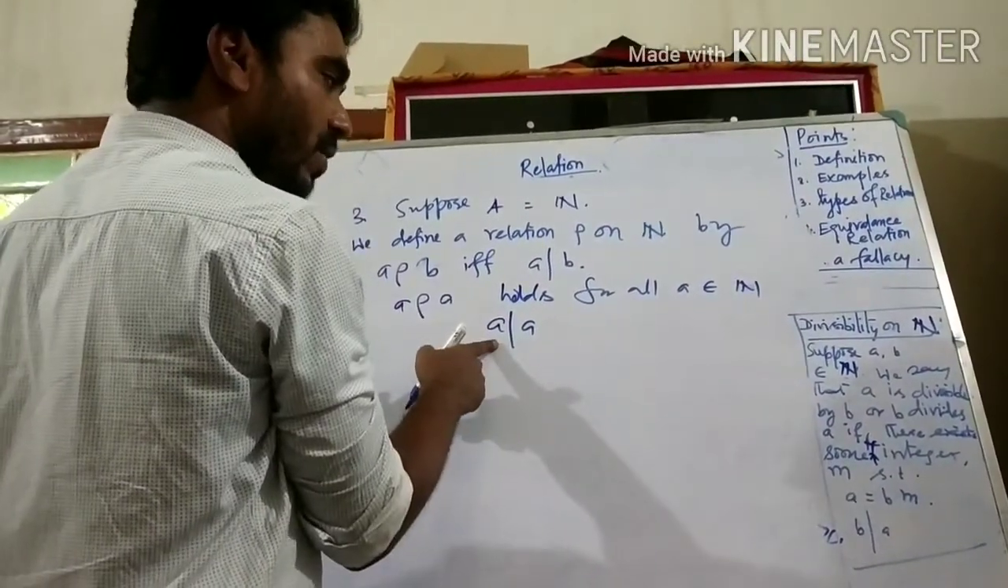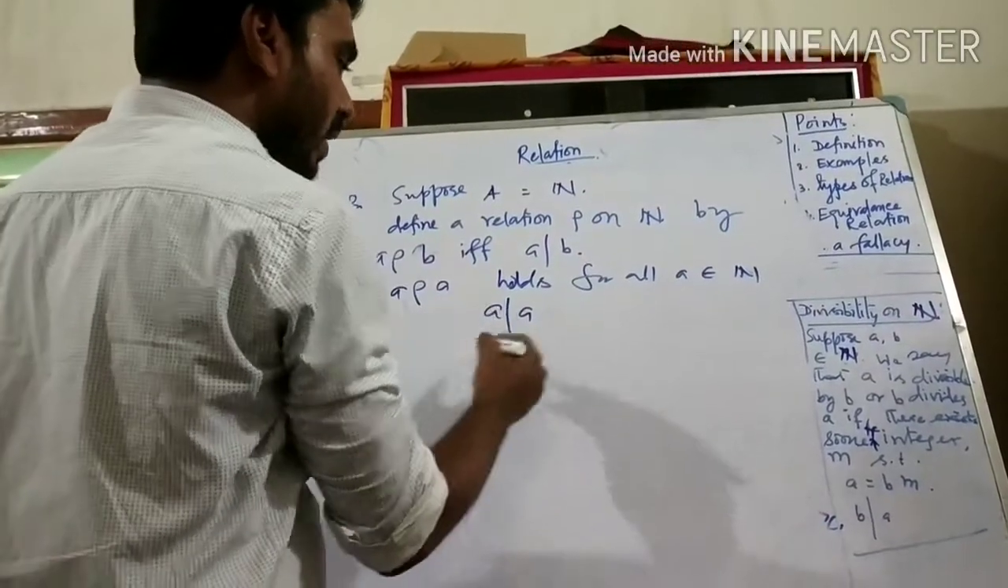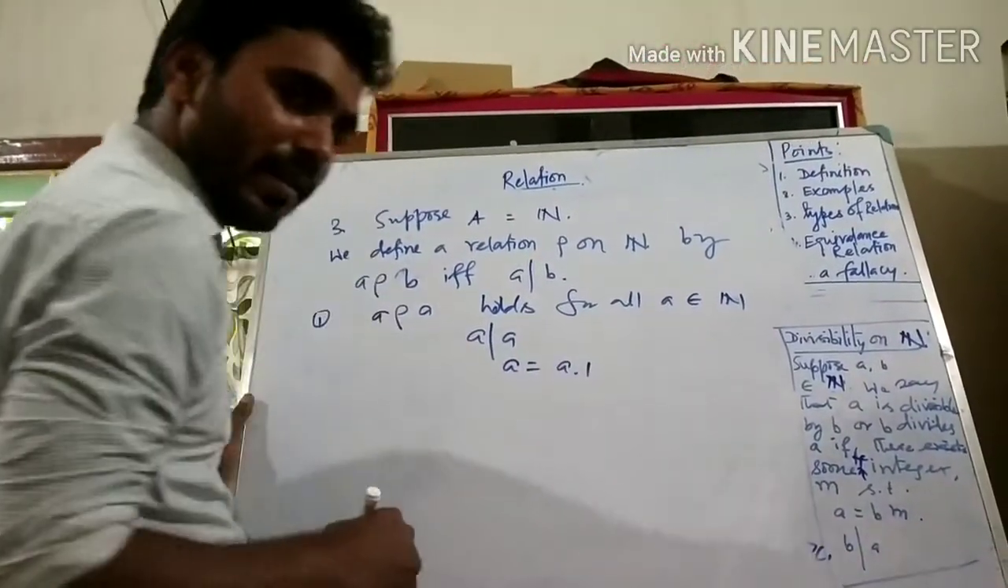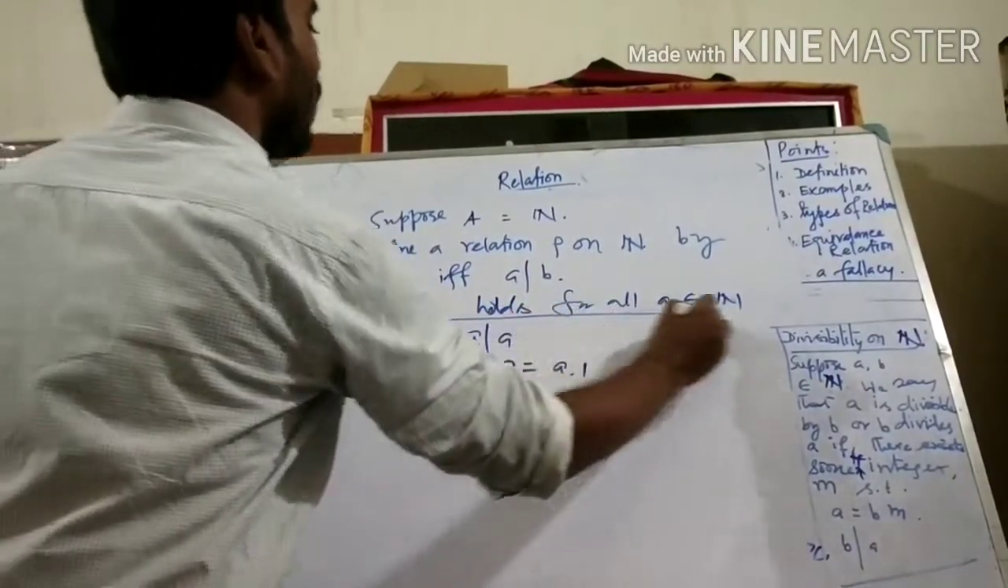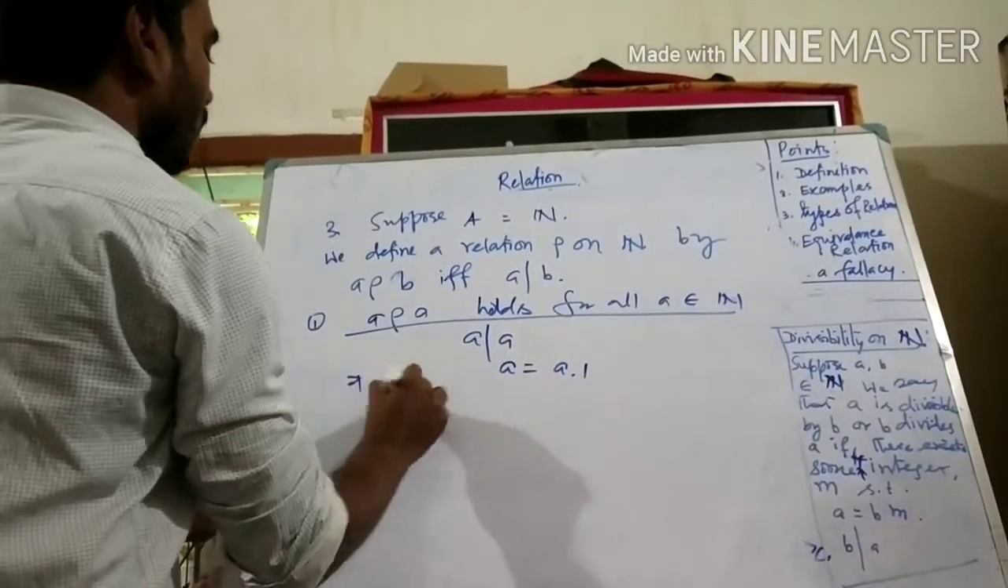We have to prove that for all A belongs to A. And this is trivial because A can be written as A into 1. So this holds for all A belongs to A, and therefore rho is reflexive.